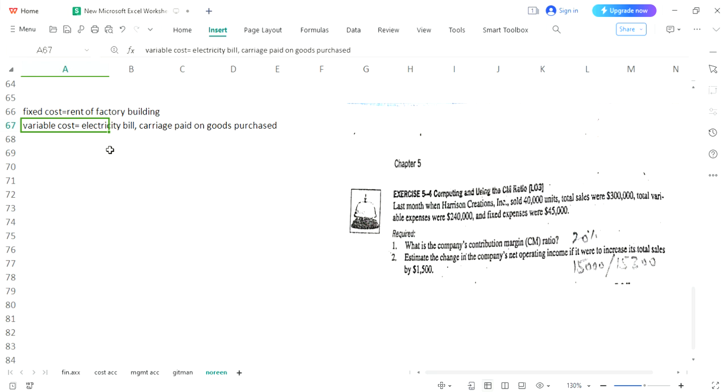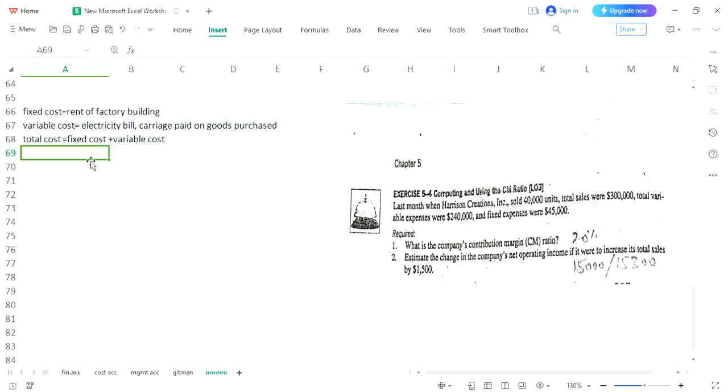Variable cost, what we have understood: if you increase the level of products or goods or number of units, this variable cost will also increase. And if you decrease the number of units to be sold, your variable cost will also decrease. So please try to understand. We have two examples now, electricity bill and carriage paid on goods purchased. Then we have discussed total cost, and as you know we calculate total cost by adding your fixed cost with the variable cost. This way you will get your total cost.